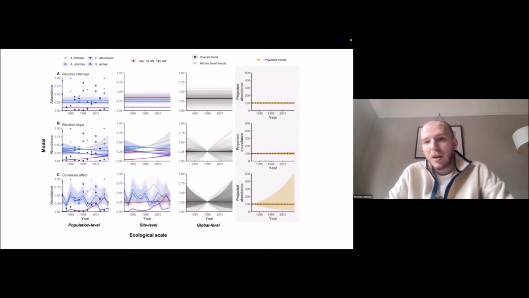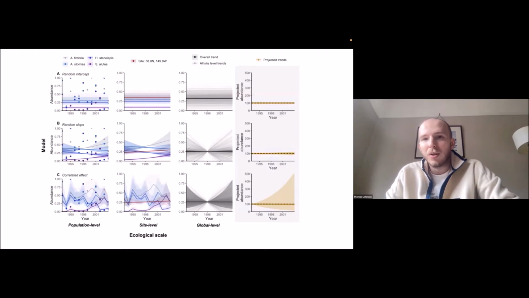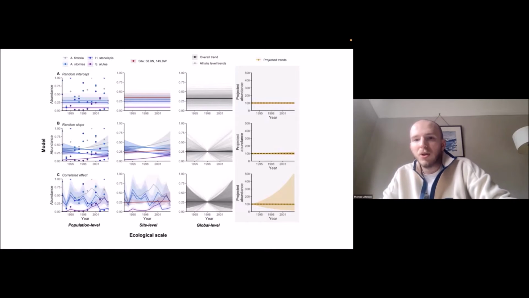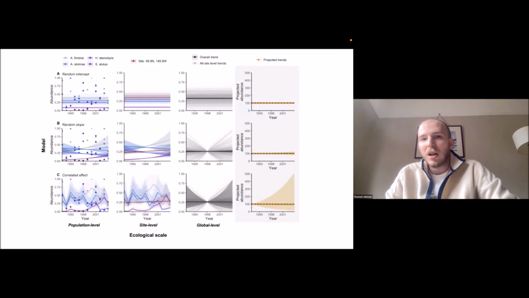And then if we project these from an arbitrary baseline of 100, this far right-hand side is sort of like the figure I showed earlier for the 10 different data sets. If we project these trends from 100, it's really clear how our understanding of biodiversity change is completely different depending on what model you choose, and how there's a really big risk that if you just use the random slope model, you're going to massively underestimate uncertainty in the data.